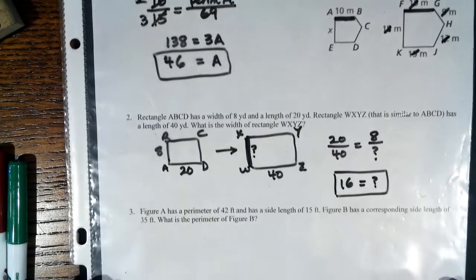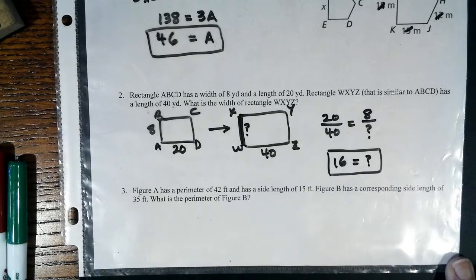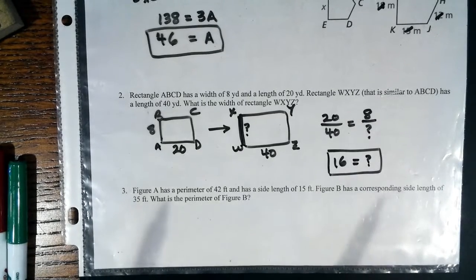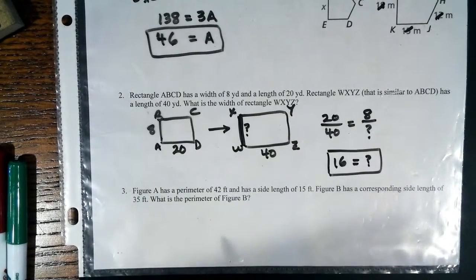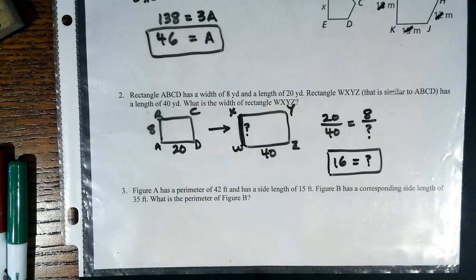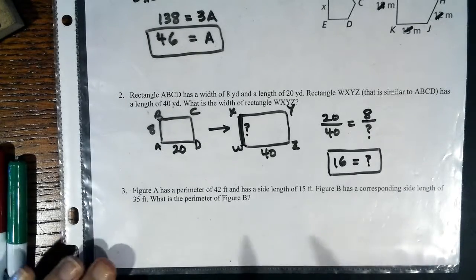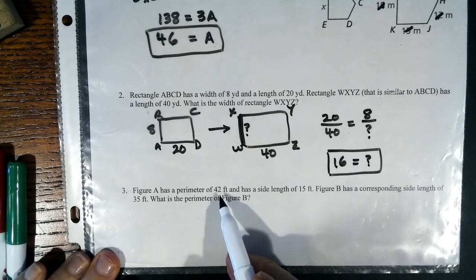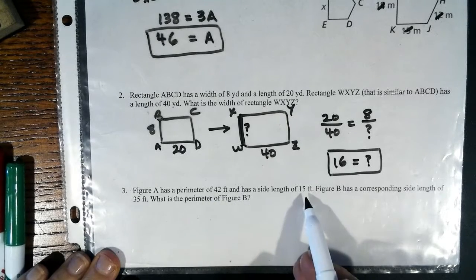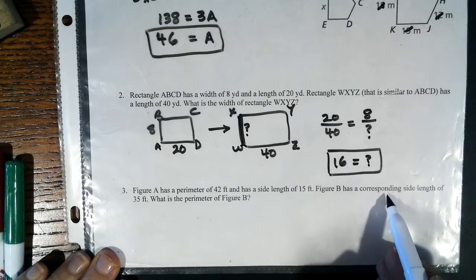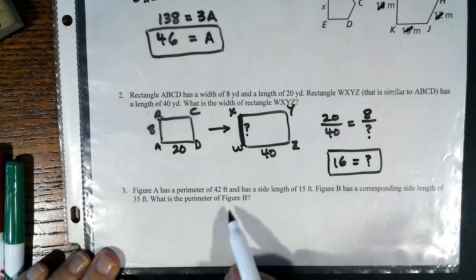Okay, so we're going to do another example just like that, where I give you the sides, and you have to find the perimeter. Same thing. Figure A has perimeter 42, side length of 15. Figure B has a corresponding side length of 35. What is the other perimeter?